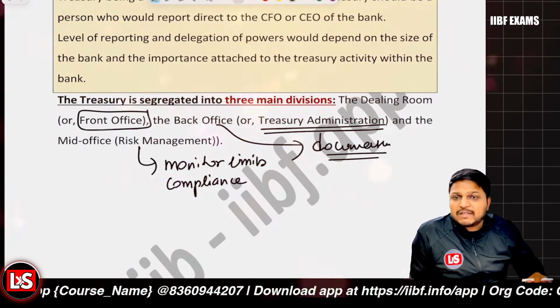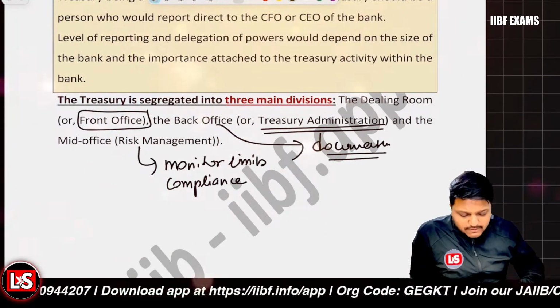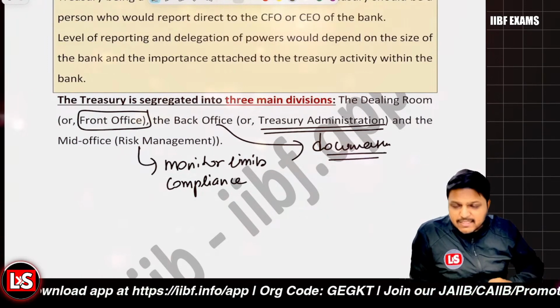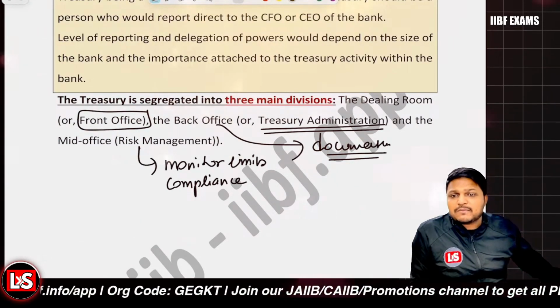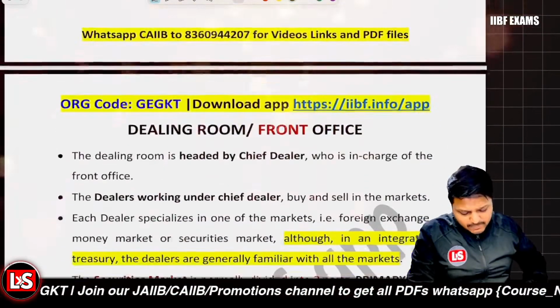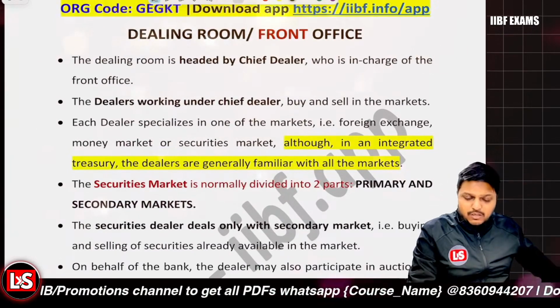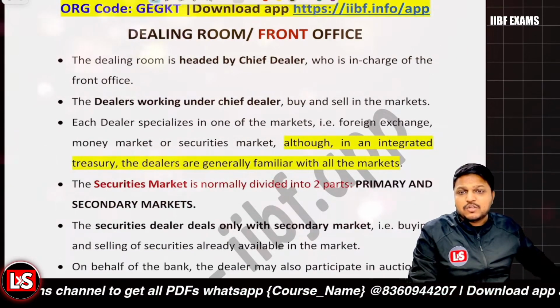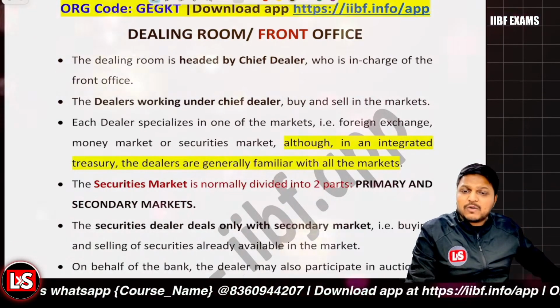So the treasury administration is related to the back office. The front office does the transactions and the mid office is related to risk management purposes. Clear with it so far? Do confirm. Let's have a look at these particular offices. First one is the dealing room or the front office. So we're going to learn about these three departments now in detail.